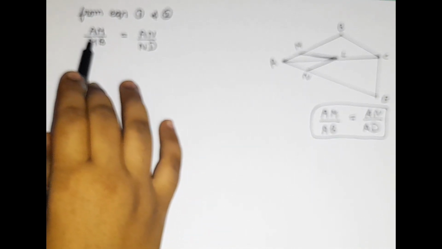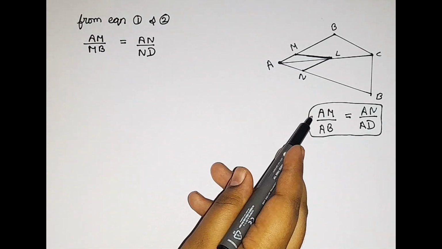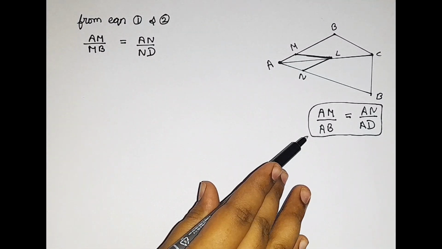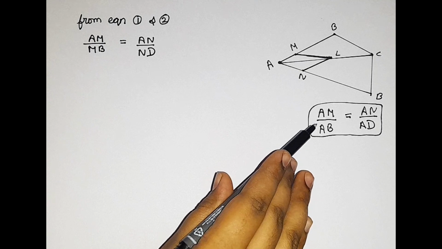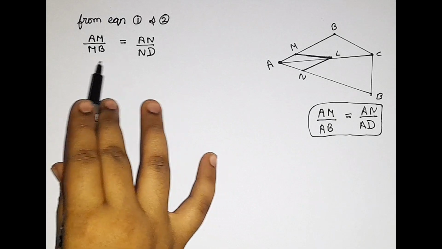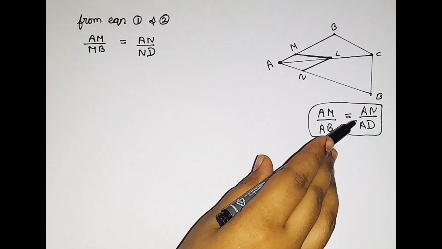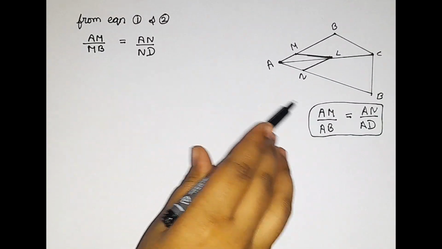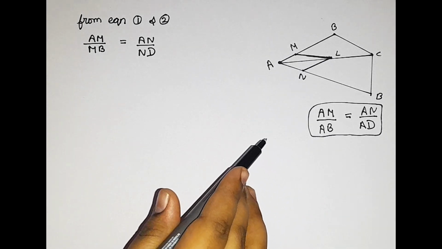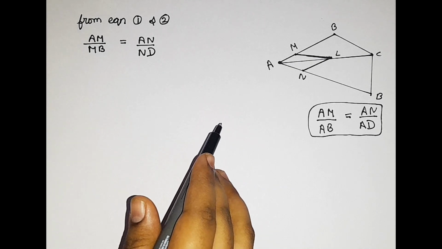Though the AM is the same, here we got MB, but in the question they mentioned AB, am I right? And here we got AN, and in the question also we got AN, but here it is ND and there it is AD. So it is somewhat different. If it is different, we can't just prove it. So what we can do is something different.